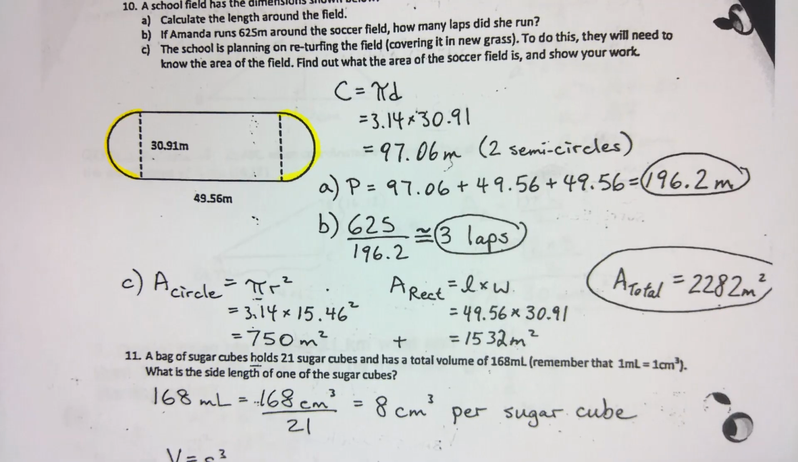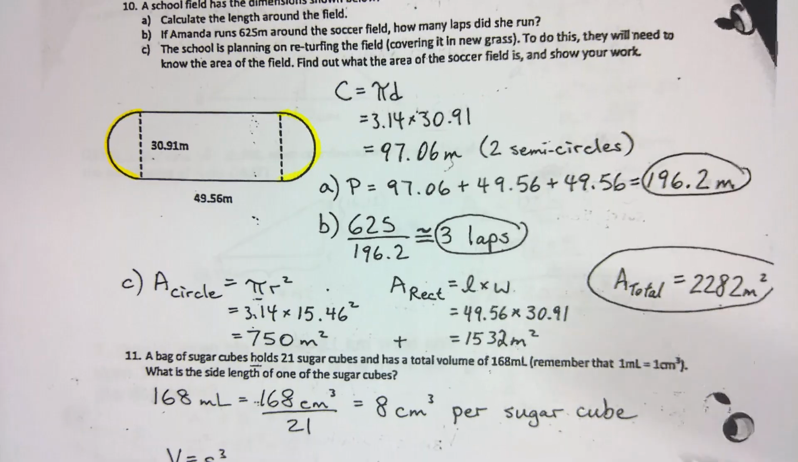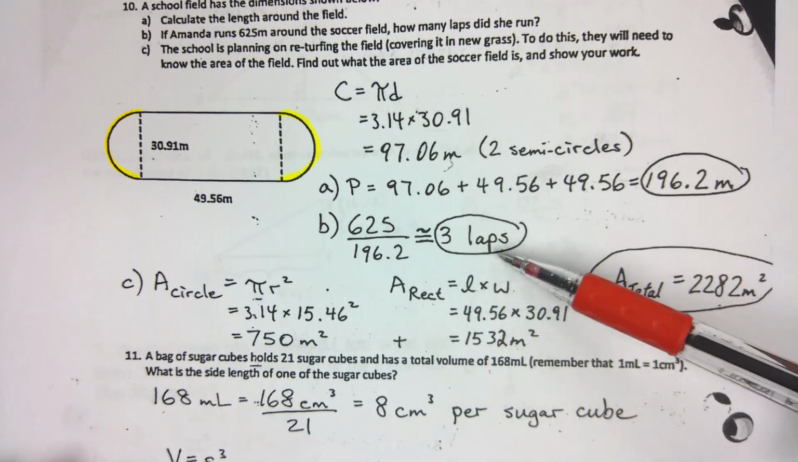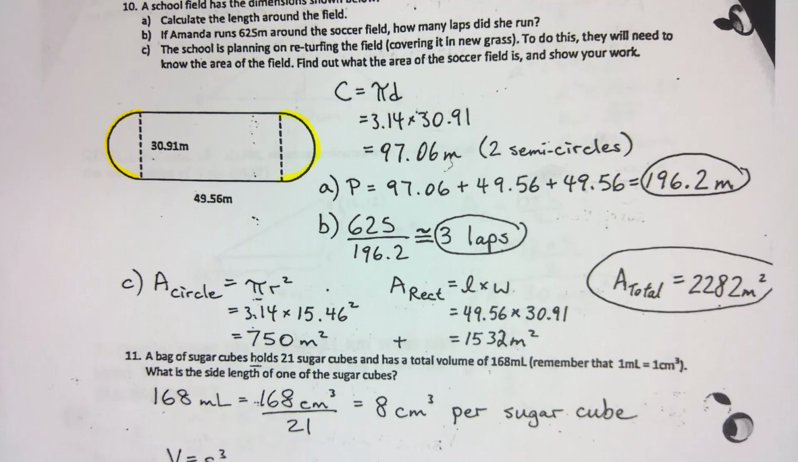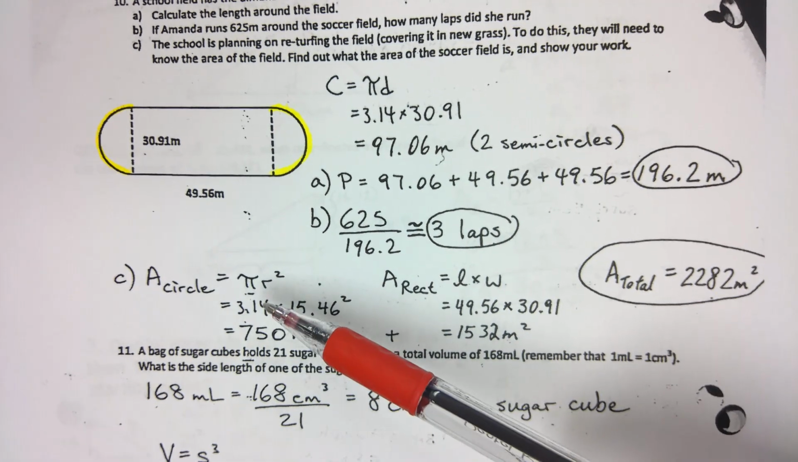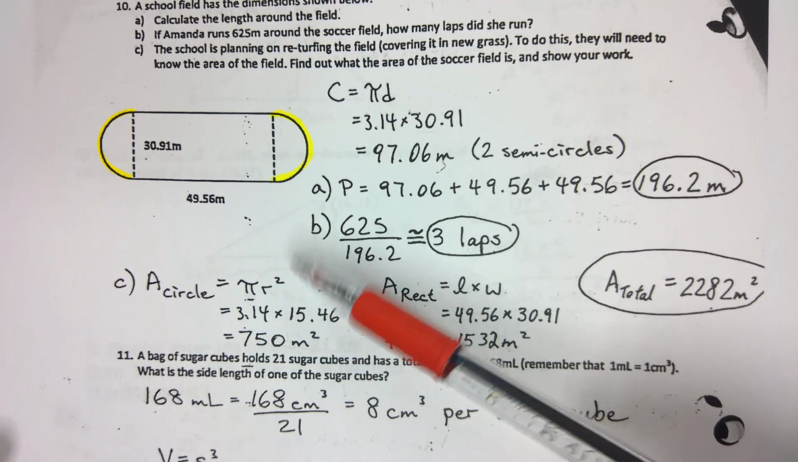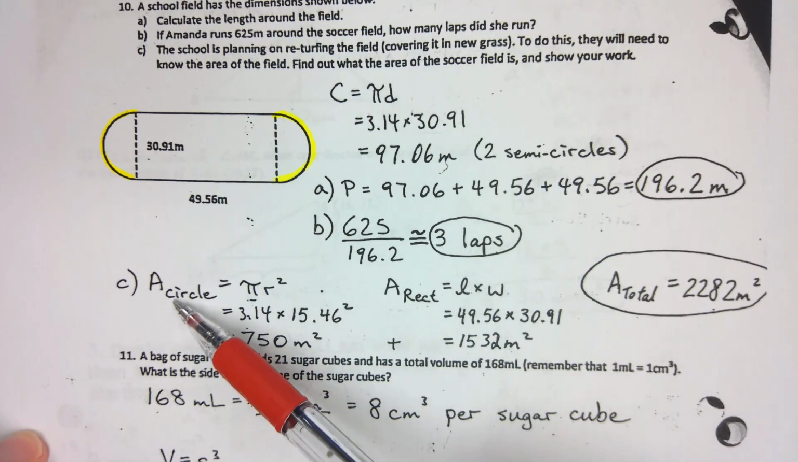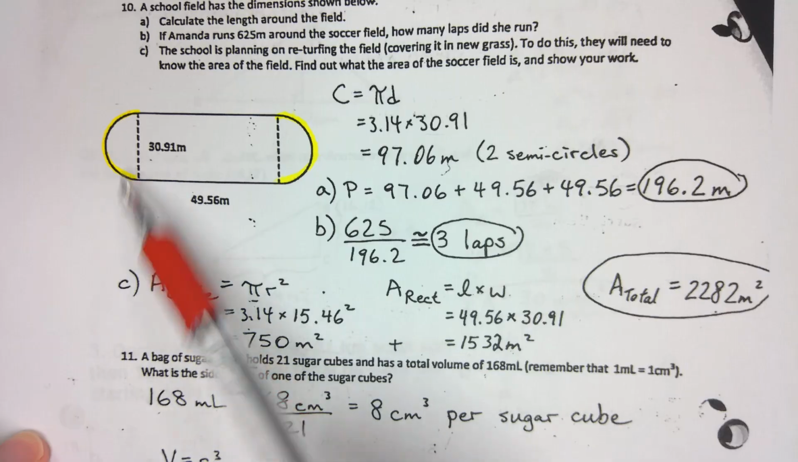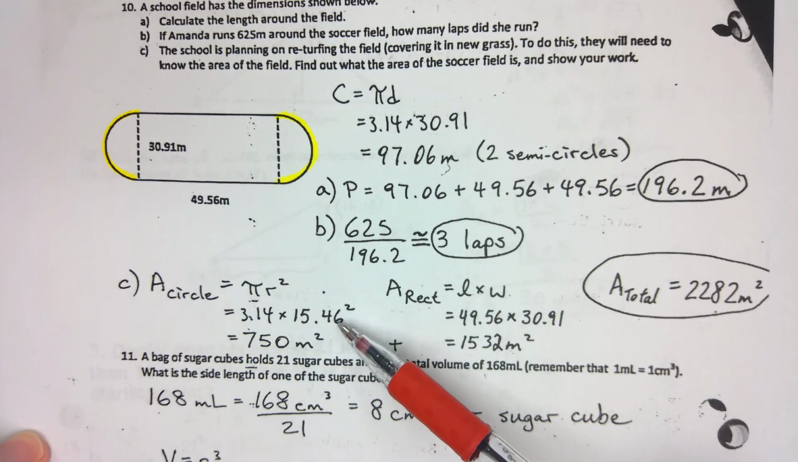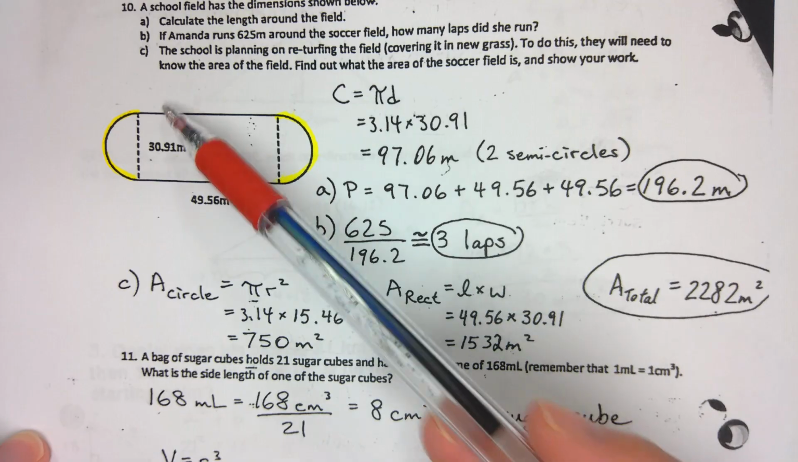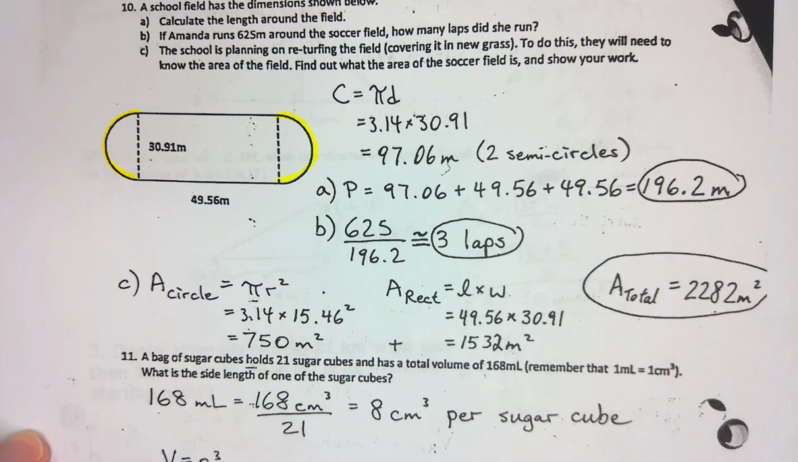If Amanda can run 625 meters, then you can divide that. That means she can do about 3 laps. And then lastly, I want to cover the field with grass, which means I'm doing the inside. So it's area. Area of the circle, pi r squared. Since I'm given the diameter, radius is half of it. So I have that. And then the rectangle is just length times width. I have that. Added together, I have the area total.